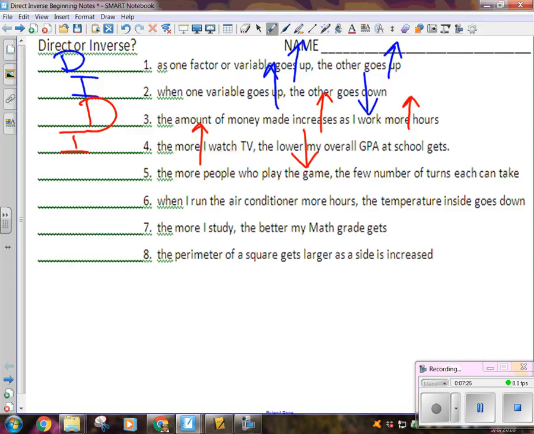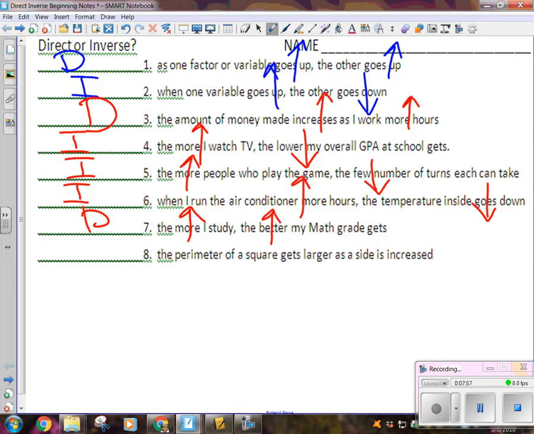What'd you get for 5? I'm hearing inverse, inverse, inverse. The more people who play the game, the fewer number of turns each can take. Yep, that's inverse. Number 6. They're saying inverse again. When I run the air conditioner more hours, the temperature inside goes down. Well, 3 inverses in a row. Number 7, the more I study, the better my math grade gets. That's direct. The more I study, the better it gets, which means your grade's going up.